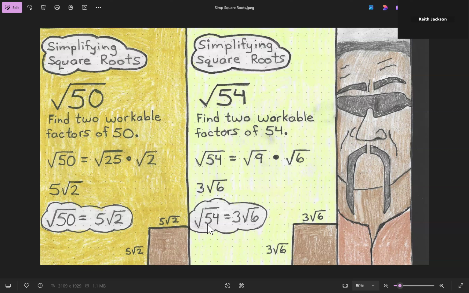So we can say that the square root of 54 is equal to 3 times the square root of 6. And did you know that 3 times the square root of 6 is just that side on a square that you see right here? Because if we go 3 times the square root of 6 times 3 times the square root of 6, we would get this area right here known as 54, y'all.